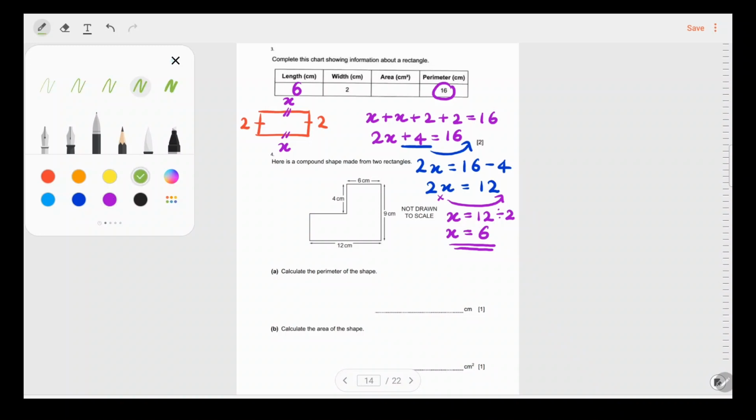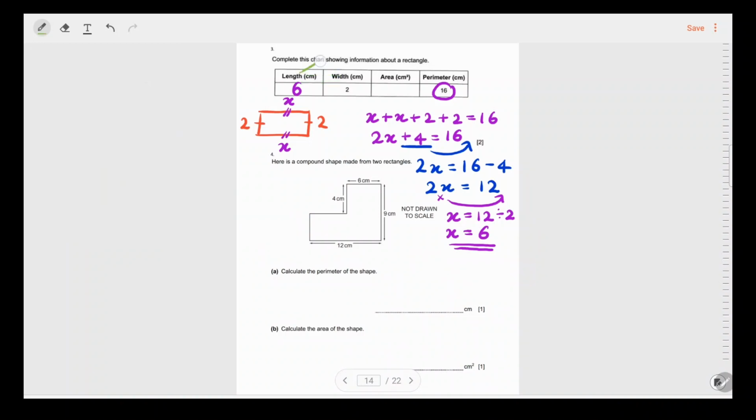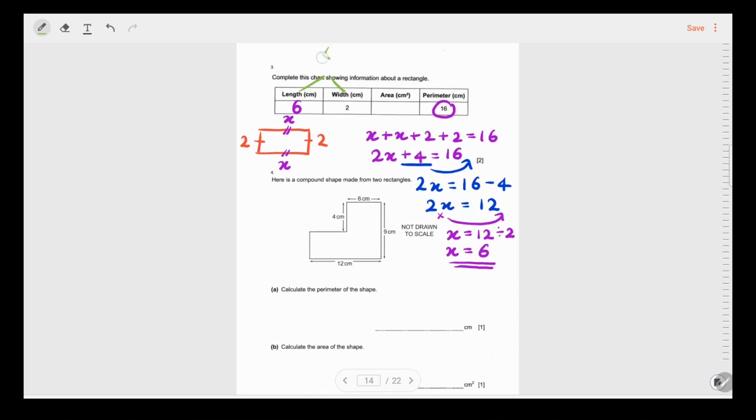Now that we know the length and the width of the rectangle, what we can do is multiply the two of these, because area of a rectangle equals length multiplied by width. So the length is 6 centimeters and the width is 2 centimeters. And when we multiply this, we have our answer, which is 12 centimeters square. And we can of course fill this in the table as well. So I am going to write 12 over here. So now we can move on to question number 4.